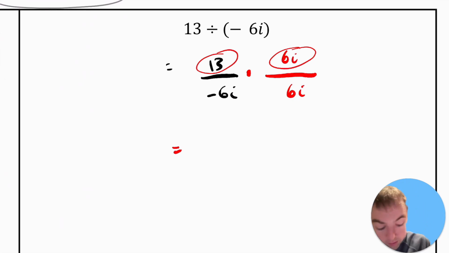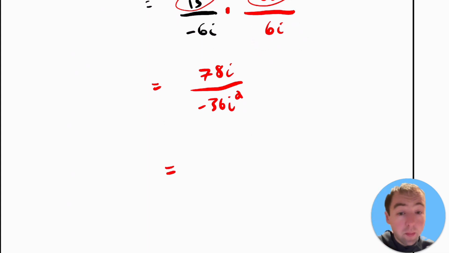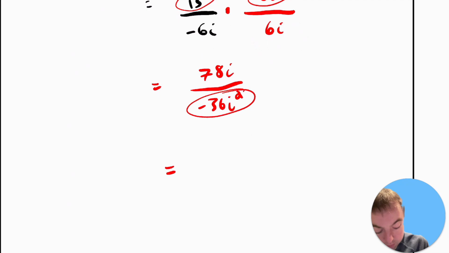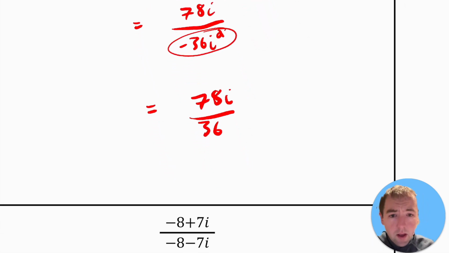If you put that in a calculator, you're going to get 78i. And then on the bottom, if you do negative 6 times 6, you're going to get negative 36, and i times i is i squared. So you end up with that. The bottom simplifies nicely because i squared is negative 1, which times negative 36 equals a positive 36. So you really just end up with 78i over 36.